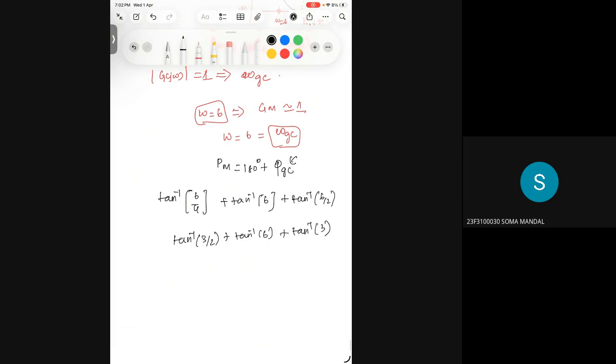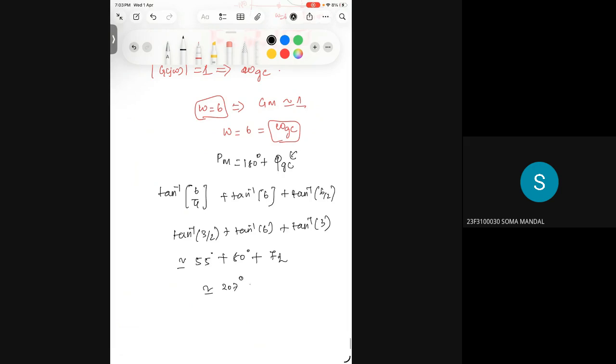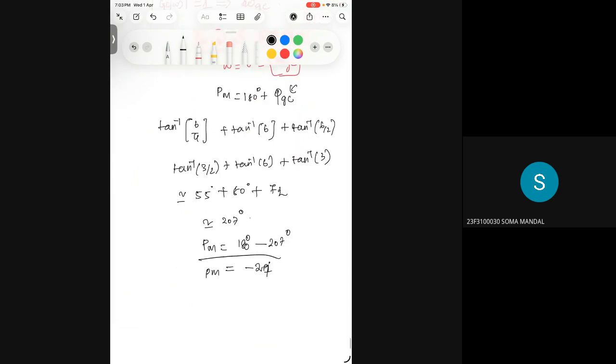If you find the values, you will get something around 55, plus tan inverse of 6 is 80, and this is around 72. If I add them together, you will get something around 207 degrees. So your phase margin is equal to 180 minus 207 degrees, so it will become minus 27 or something. So your phase margin is around 27 degrees.